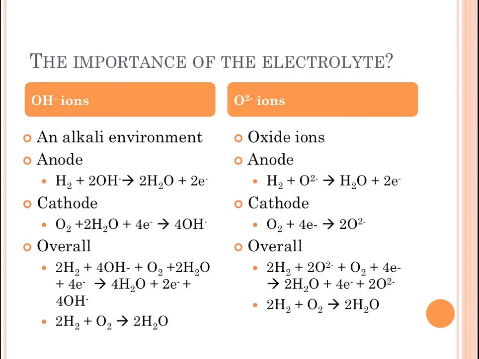Okay? There's actually a couple of different types. We can either do this in an alkali environment, or we can do it with oxide ions as your electrolyte. If we do it as an alkali environment, then the hydrogen gas reacts with those hydroxide ions to make water and a couple of electrons. At the cathode, the oxygen reacts with water and electrons to make the hydroxide ions. And then when we combine this, because we are using 4 electrons here, we double everything in this equation.